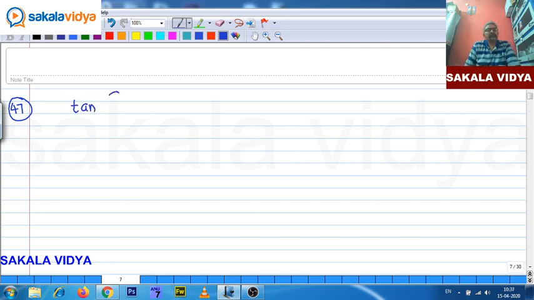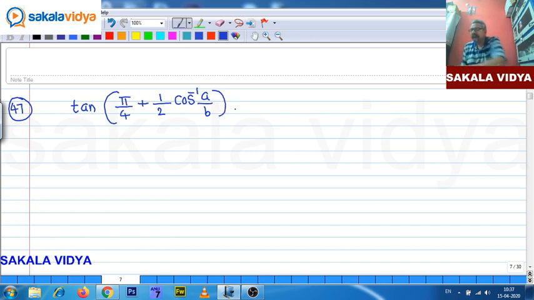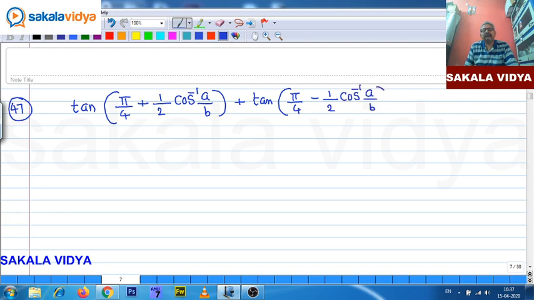Tan of pi by 4 plus half of cos inverse A by B, plus tan of pi by 4 minus half of cos inverse A by B, equals to: first option is B by A, second option is A by B, third option is 2A by B, fourth option is 2B by A. This is the question.